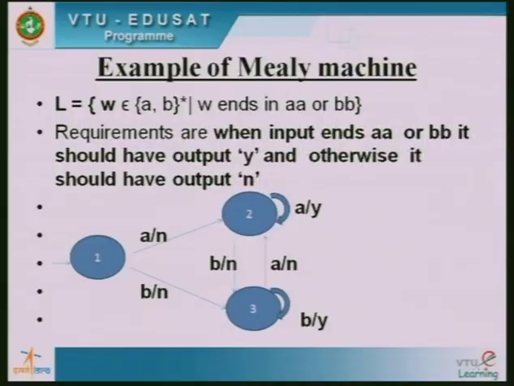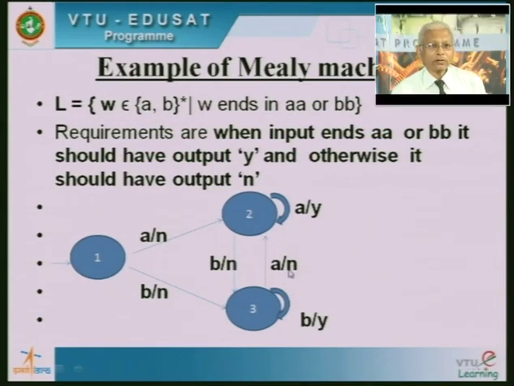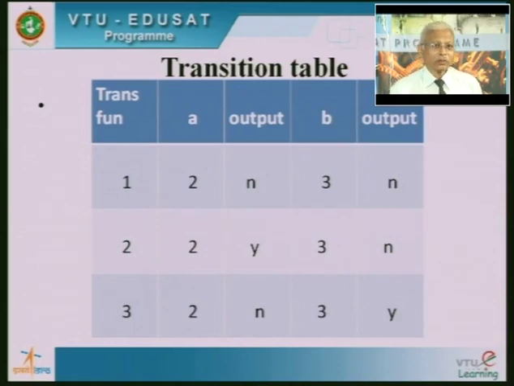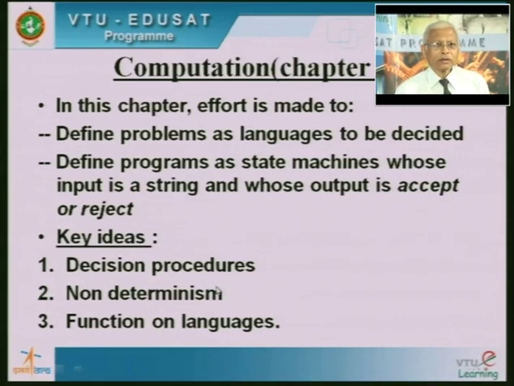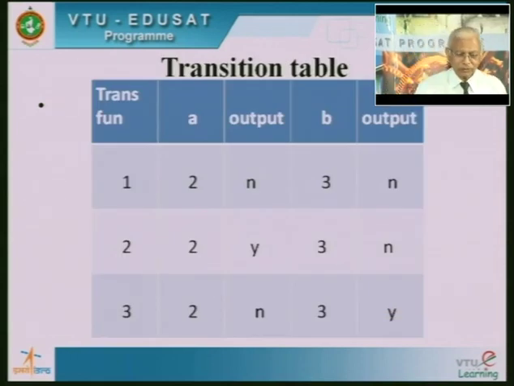In the Mealy machine, output is associated with each input, whereas in the Moore machine, the output is associated with each state. This is a very important point. The same thing I have written in the transition table form, with the output for each one. When the first A is there, it will go to 2 and output n. All this, whatever I have done on the board, has been written in the transition table form.